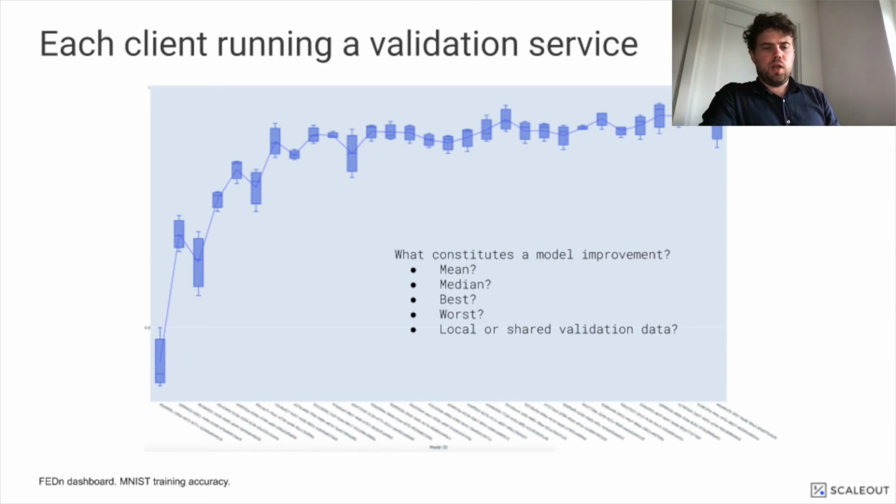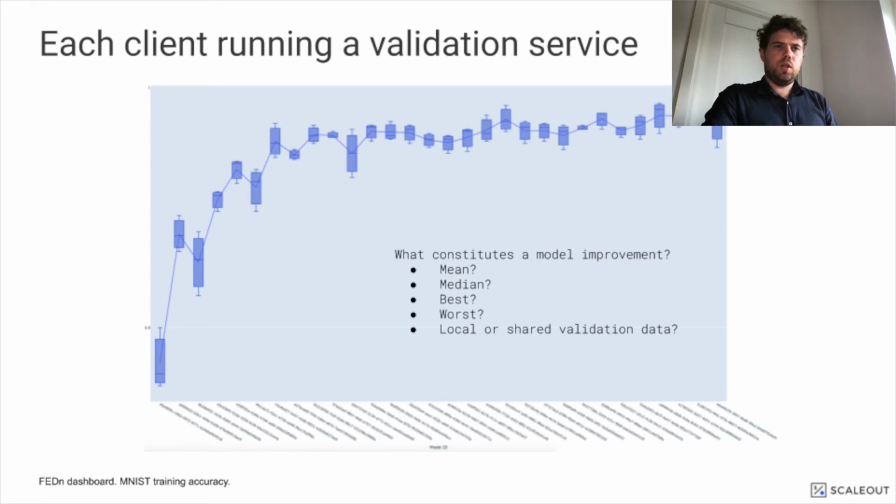And the picture you see here is a snapshot from the FEDn dashboard. And this illustrates a quite important question or problem for practical machine learning alliances. I mean, what constitutes acceptable model improvement? Is it a mean improvement, a median, the best or the worst? Should it be done with local or shared validation data? What is the truth and what is available?